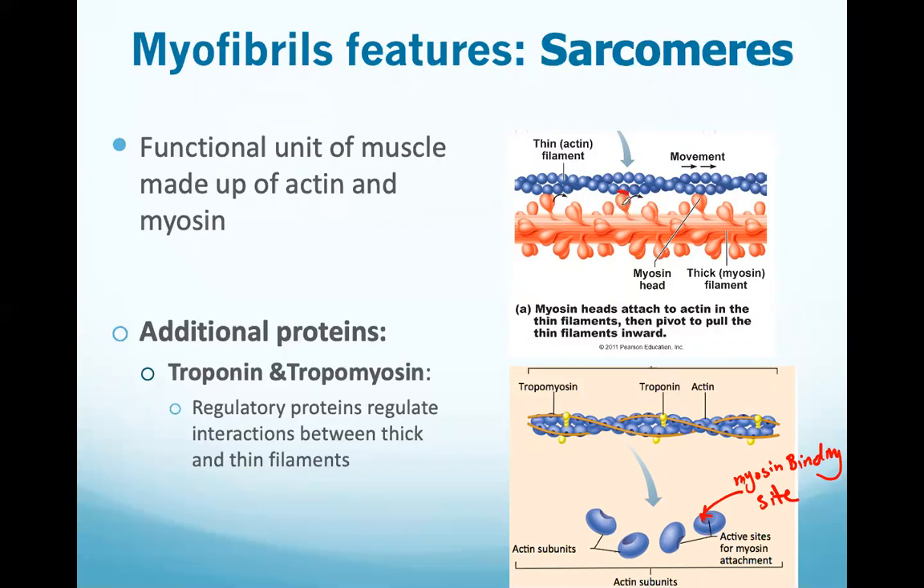And notice that these myosin heads have these little arrows, right? These arrows mean that the myosin head is going to pull the actin inside itself. So it's kind of like tug of war. Imagine this is your rope and these little myosin heads are your hands. You grab the rope and you pull it in, right?